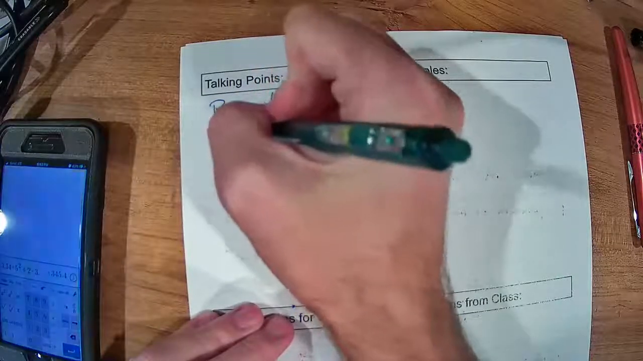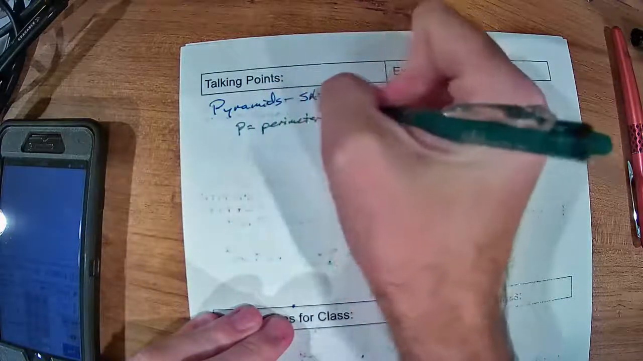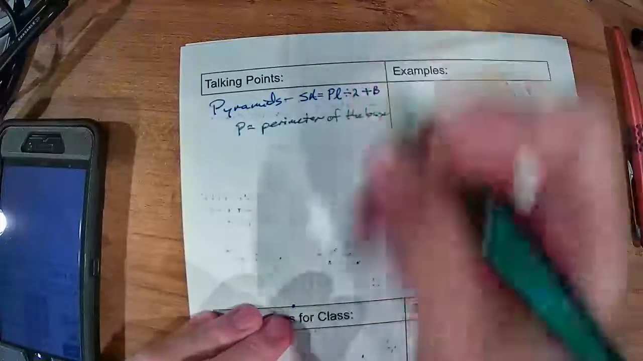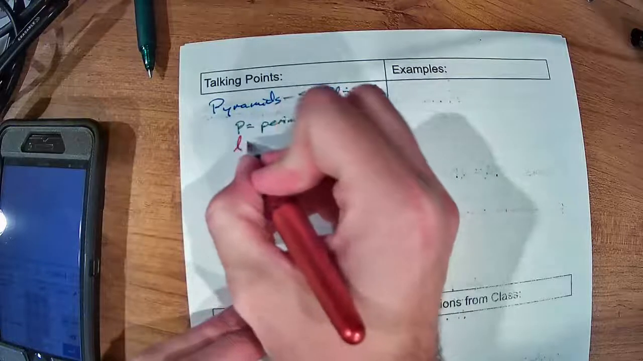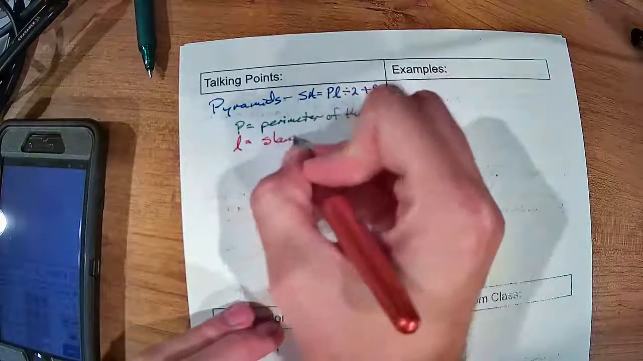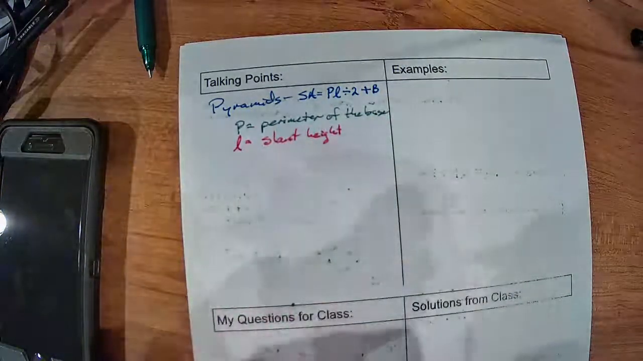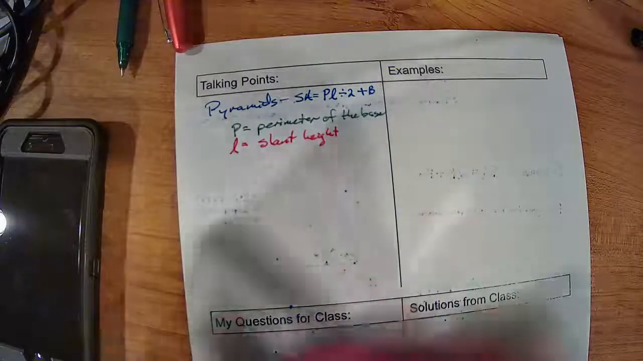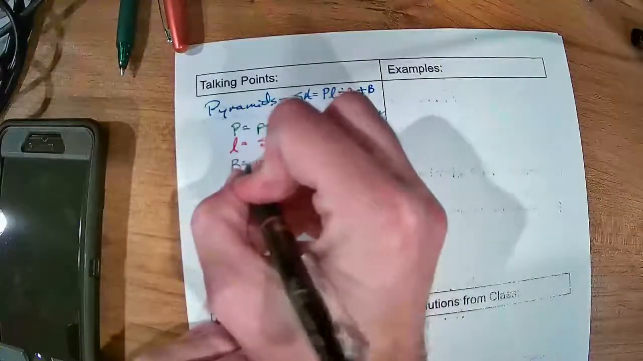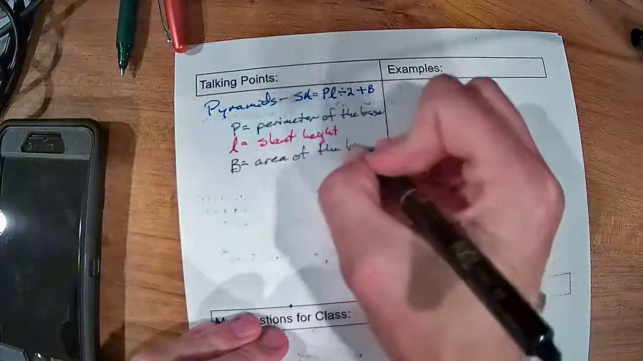So let's talk about each part. Hopefully by now you're comfortable with what P represents in this case. P is the perimeter of the base. The scripted L is what we call the slant height. We'll talk about what we mean by slant height here in just a second. We should all be familiar with the number 2, so that's not too difficult. And then last but not least, B, we should be familiar with that as well. That is simply the area of the base.